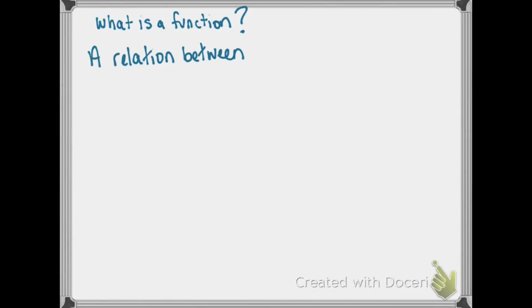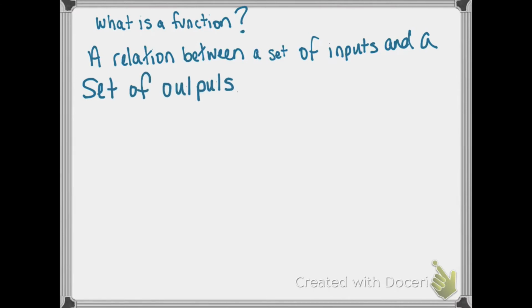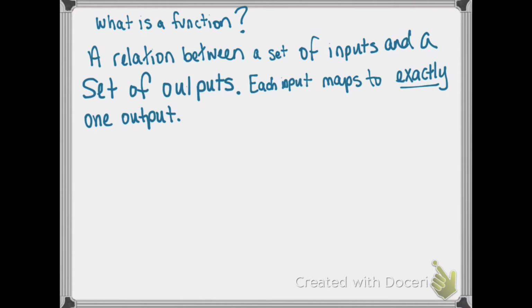So let's look at what a function is. A function is a relationship or a relation between a set of inputs and a set of outputs. And so there's a lot of ways that we can think about what inputs and outputs may be. But before I go into that, what also makes it a function rather than just a relation is that each input maps exactly to one output.